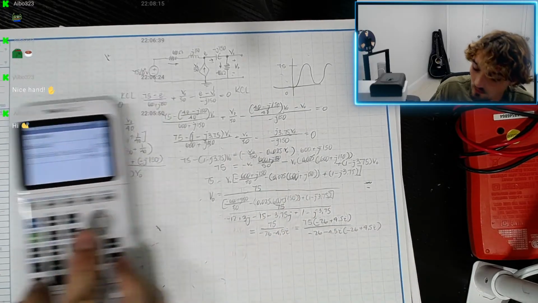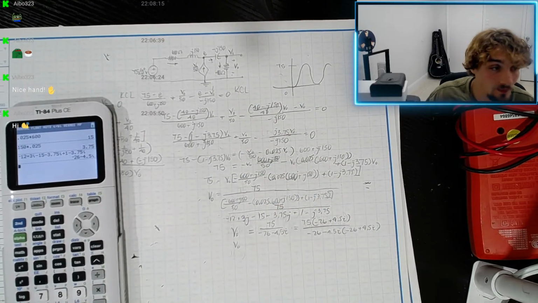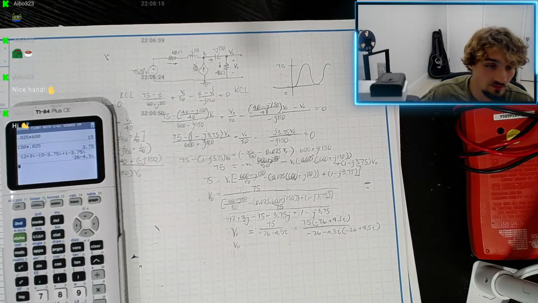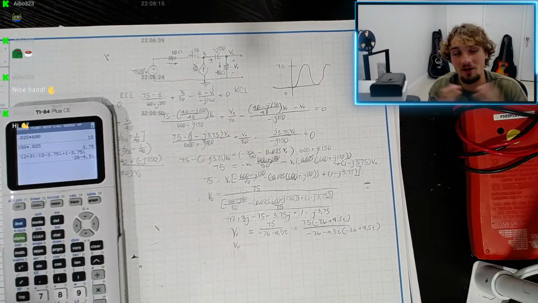Equals V out, right? We're solving for V out. Okay, V out. Alright, now we're progressing. This is better. This is much better. Alright, now we're getting back into it. Now let me cook.